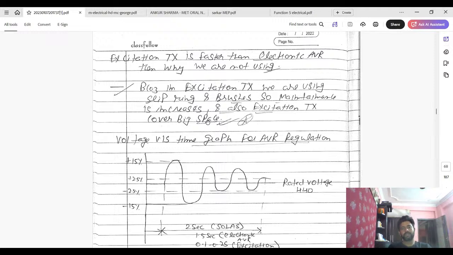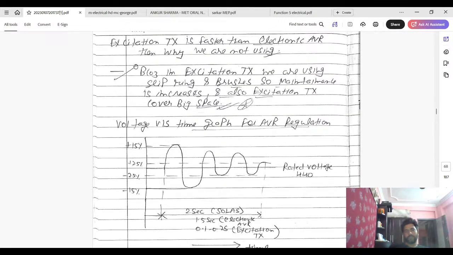Because in the excitation transformer we are using slip rings and brushes, so maintenance increases, and also the excitation transformer covers a big space. Now here is the reason. We know the excitation transformer response time is very short, 0.1 to 0.2 second, but it uses slip rings and brushes, so maintenance is high, and it also covers a big space.